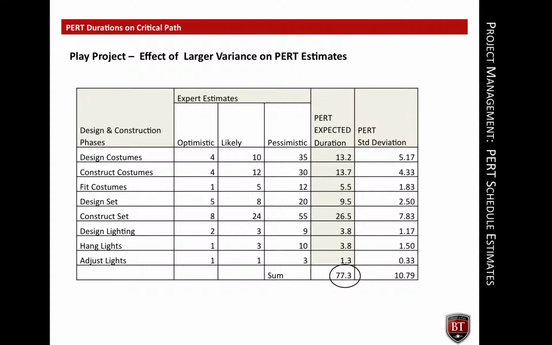Sample variance has a predictable effect on task duration estimates. The larger the variation in the task estimates, the longer the estimated project duration. In this slide, the most likely durations have stayed the same, but the optimistic and pessimistic estimates have moved farther apart. This means there is more variance in the estimates. The estimate of the time it will take to complete the design and construction phases has increased from 68 days to 77 days.